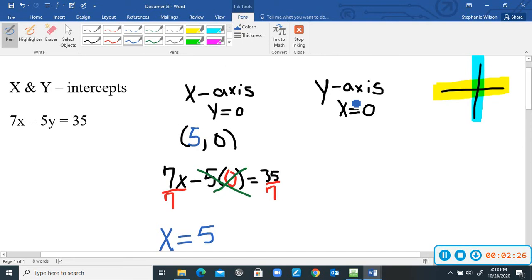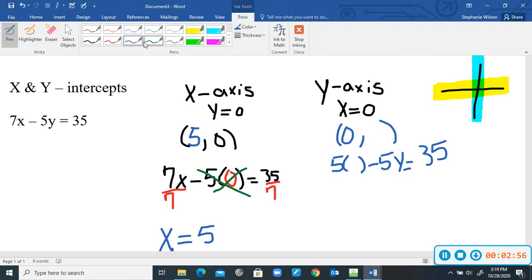So now, let's look at our y-intercept. Our y-intercept is crossing the y-axis, meaning that x is 0. So I know this ordered pair is going to start out at 0 for x and some number for y. And I'm going to take this function here, and where I see x, we need to plug in 0. And then we're going to solve for the y value. Okay, so let's plug it in. Well, when I do 5 times 0, that goes away, right? And leaves me with negative 5y equals 35.